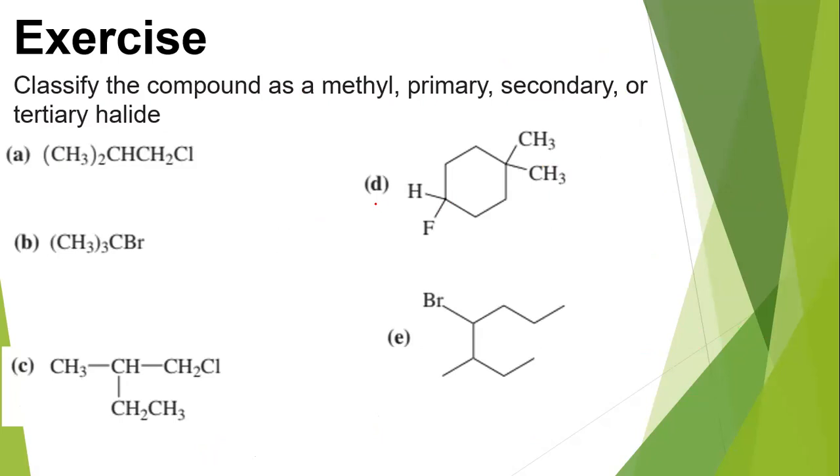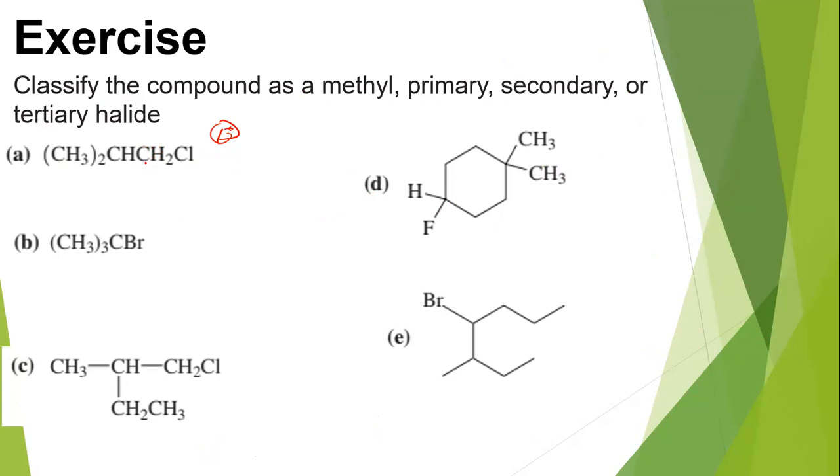Now we have an exercise to classify the following into primary, secondary, tertiary and methyl halides. Now, how can we do that? We can do that by looking at the structure. If you are very good in chemistry, like by looking at this, you should know it's primary, right? It's primary. Good. But then if you can't, then you have to draw out the structure. So let's draw it out.